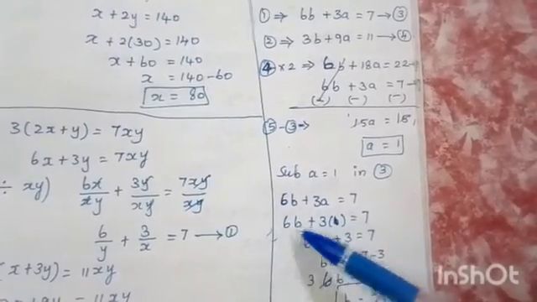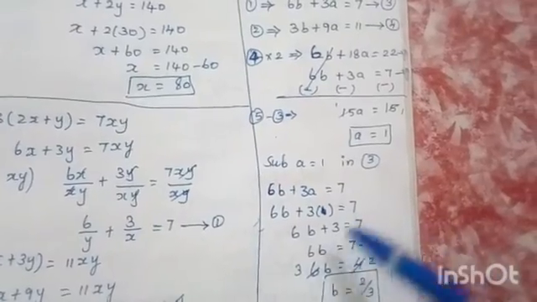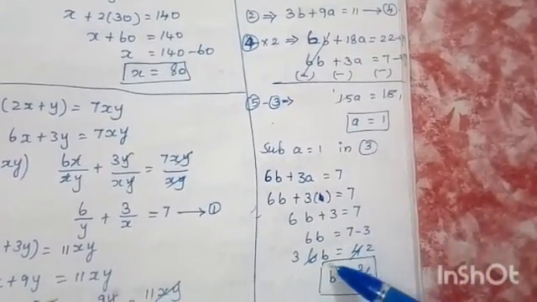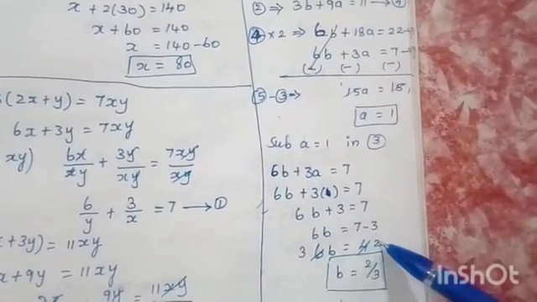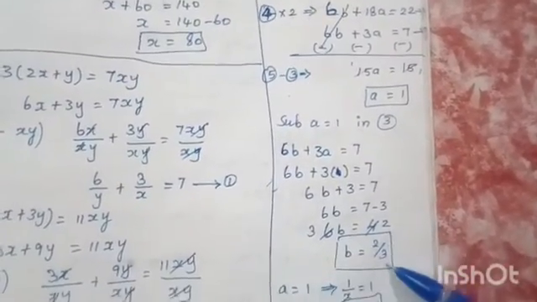6b plus 3 into 1 equal to 7. 6b plus 3 equal to 7. 6b equal to 7 minus 3. So 6b equal to 4. 2 3s are 6, 2 2s are 4. So b equal to 2 by 3.